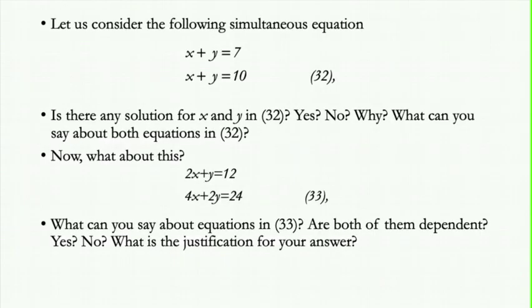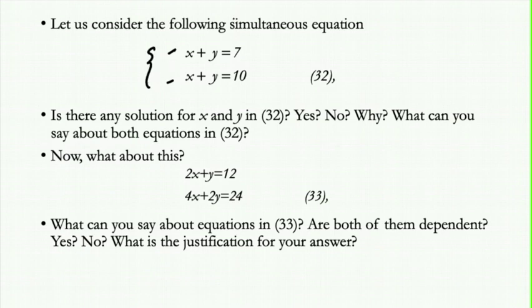Now let's look at the following equations. If we look at 32, it is a simultaneous equations. The first one we have x plus y equals 7, and the second one we have x plus y equals 10. So here we have two equations and two unknowns. This is the first equation, this is the second equation. What are the unknowns? The unknowns are x and y. Is it possible for us to find any solution for x and y from these two equations?